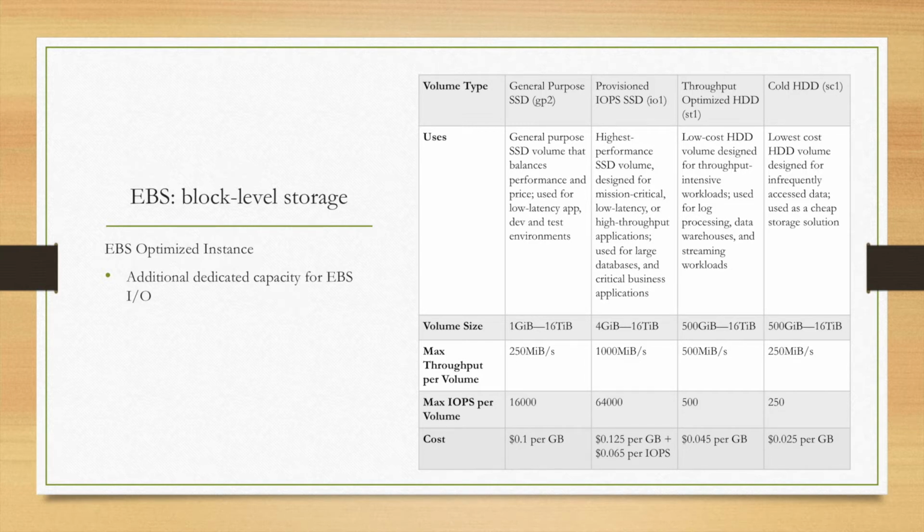There's also a specific type of instance called EBS optimized instance. It provides additional dedicated capacity for EBS I/O.